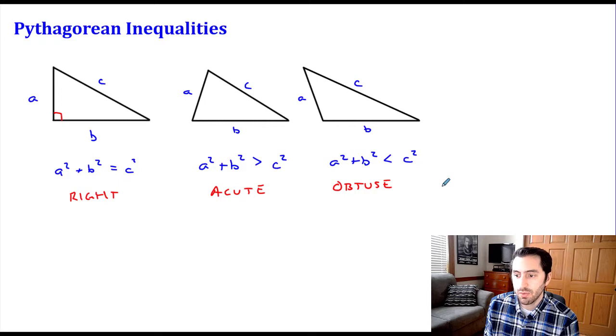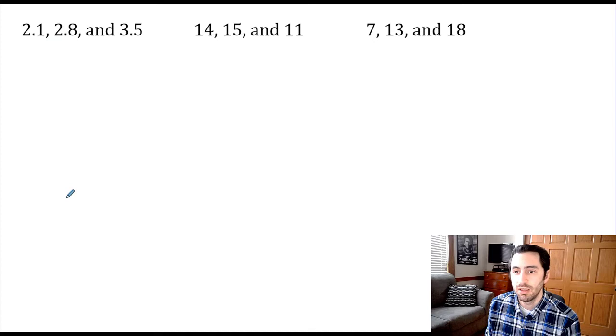It gives us a way that we can test to see if we have a right triangle, an acute triangle, or an obtuse triangle. So let's use that, and let's take a look at an example. I have three sets of side lengths, and I want to test out to see if these three are going to make a right triangle, an obtuse triangle, or an acute triangle.